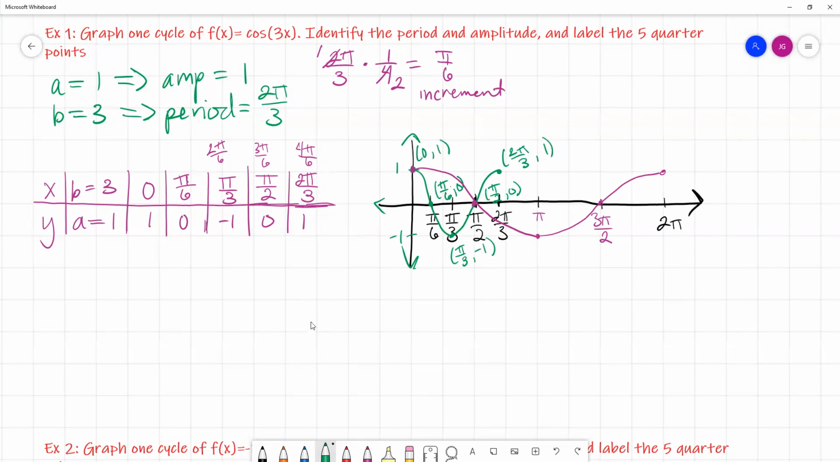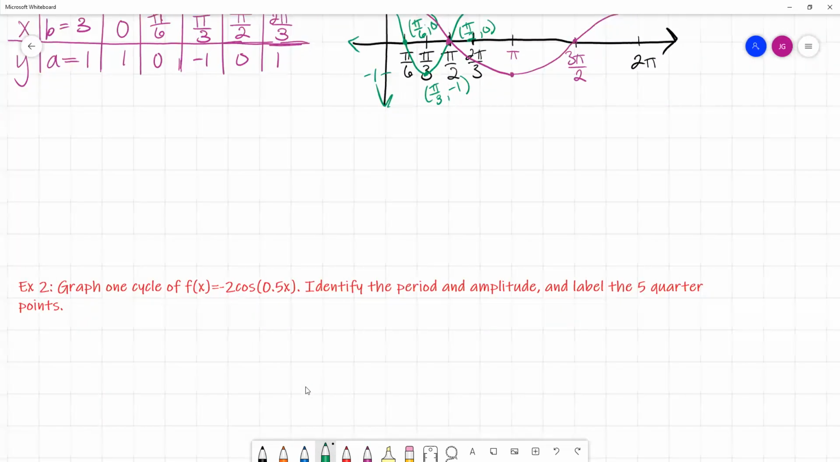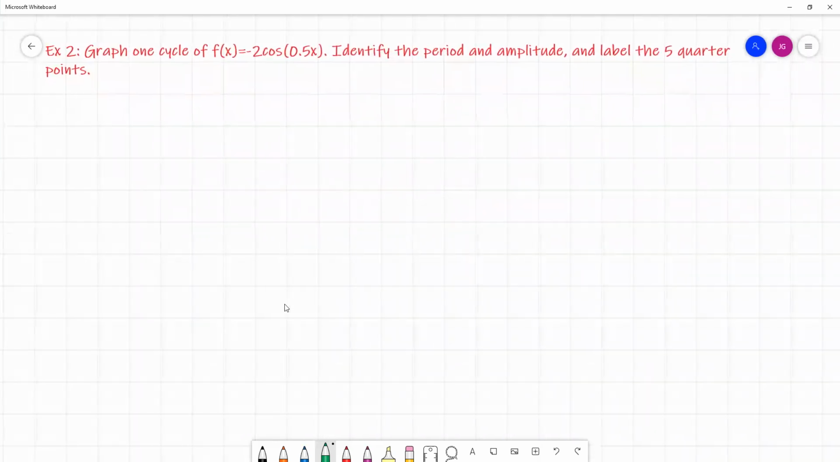Okay, so we're all set with this one. Let's do one last one to close it off. All right, graph one cycle of f of x equals -2 cosine of 0.5x. Okay, we're going to do the same thing as we did in the previous one.